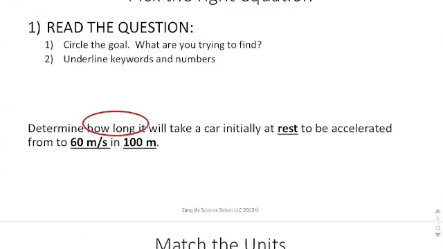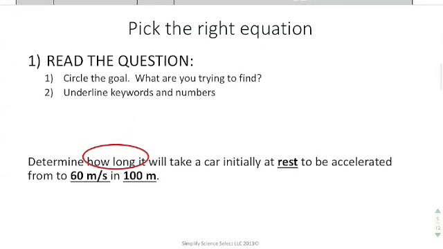In order to pick the right equation, the first thing you need to do is read the question. I know that seems pretty obvious, but a lot of people miss that. You read the question, you circle the goal. So, how long will it take? That lets me know that I'm looking for time. You always want to circle the goal. What am I trying to reach?